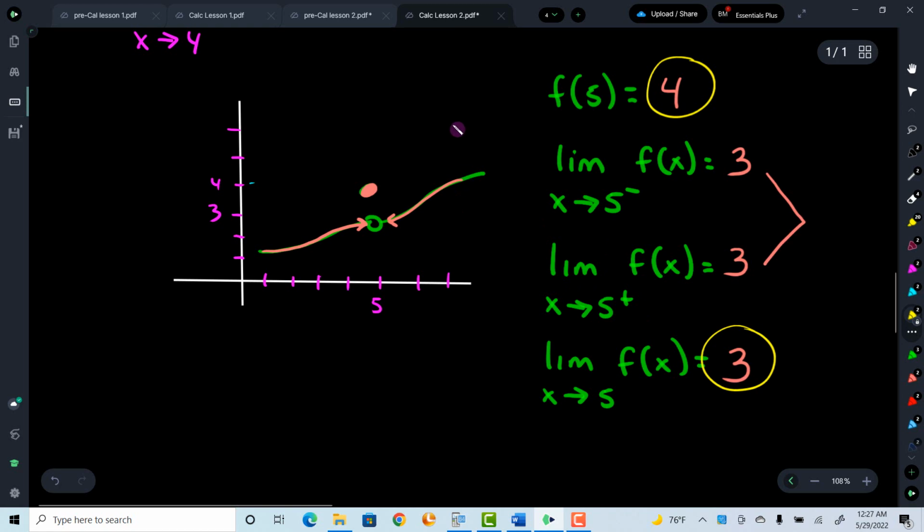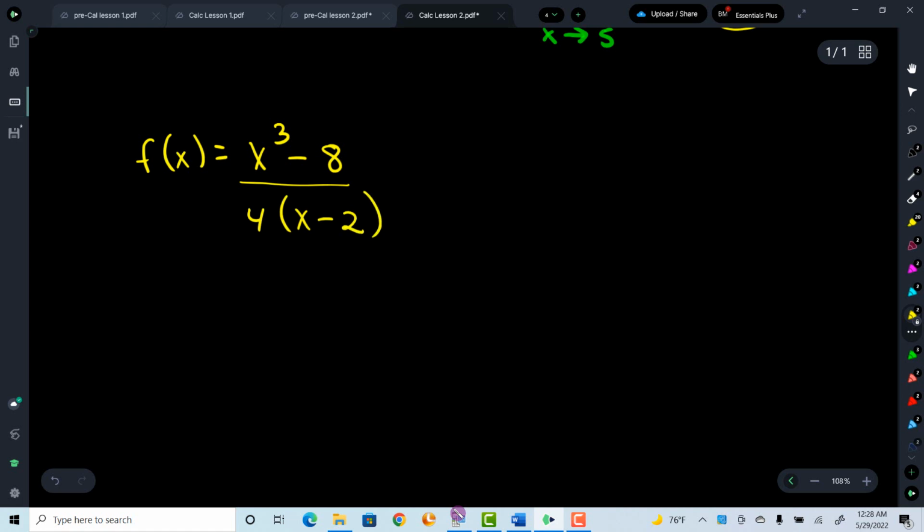Okay, another way that we can look at limits is by looking at a table of values. So let's look at the function f of x equals x cubed minus 8 over 4 times x minus 2. Okay, so first off, what is f of 2?